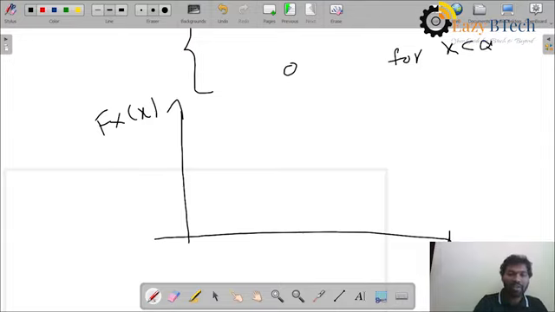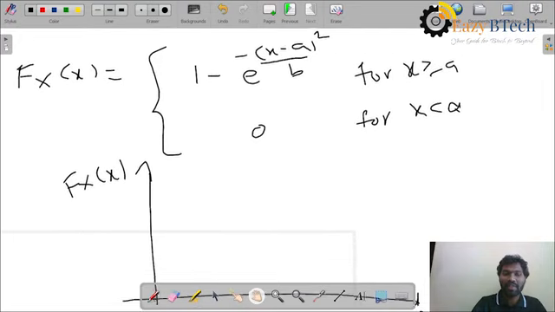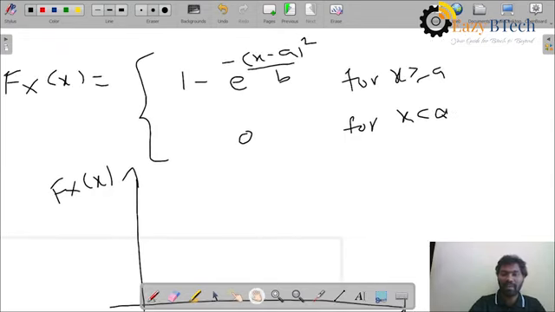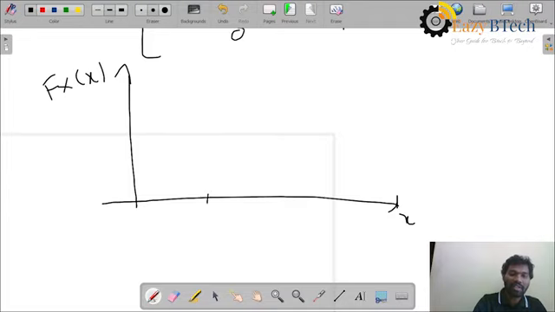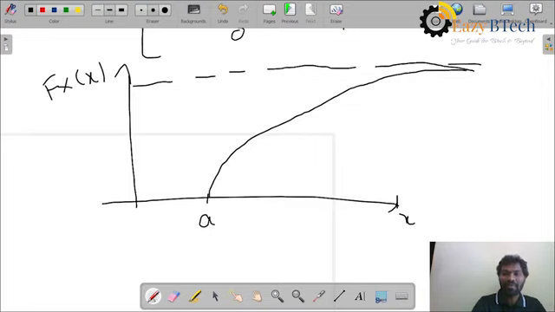I already told you the shape of a distribution function is always an increasing function. So in that case, the shape is like this. If you put x equal to a in the above expression, a minus a, that means e power 0, that means 1 minus 1 is equal to 0. So at x equal to a it has a value of 0. It starts at a point a on the x-axis, and from there onwards it slowly increases, and at x equal to infinity it has a value of 1.